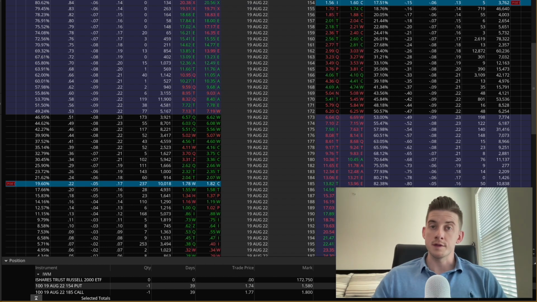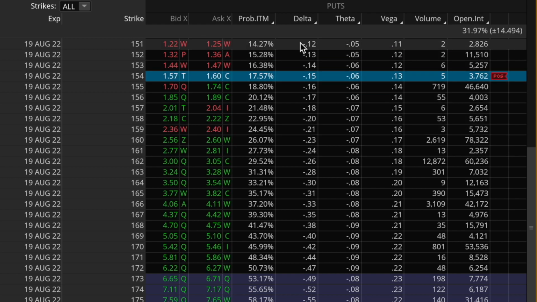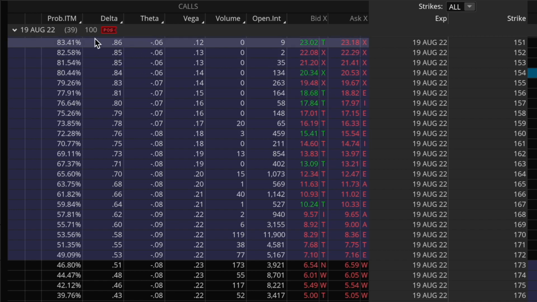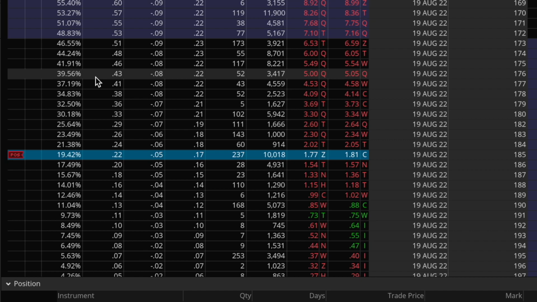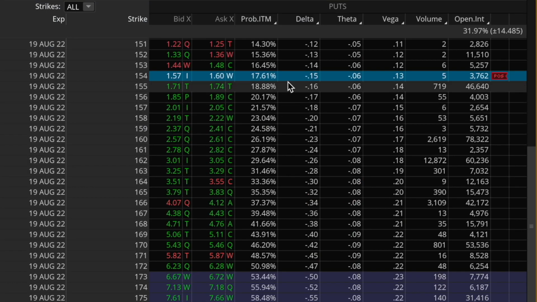The most important thing to keep in mind about making these adjustments is the deltas on both of your contracts. Specifically, as you can see in this column right here, these are the deltas of all these different put options. And same thing over here on the call side, once again, deltas of all the different call options. Right now the delta on my call is 22, that's fine. And the delta on my put option is 15.